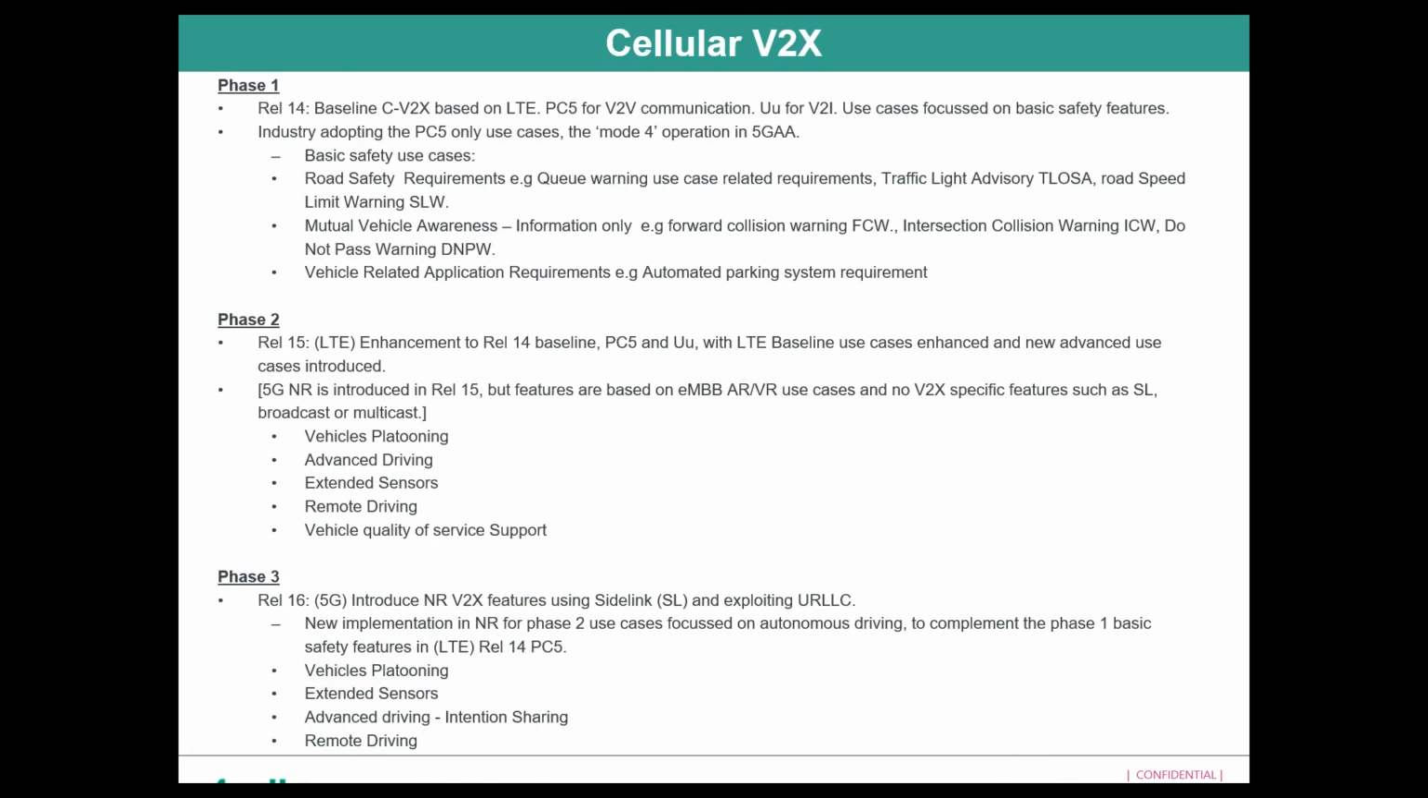Right, so moving on to other areas, if you look at Cellular V2X, which was part of the other verticals, right? Cellular V2X is divided into 3 different phases. So we had what we call phase 1. Phase 1 was release 14, right? And release 14 was pretty much looking at the PC5 interface.